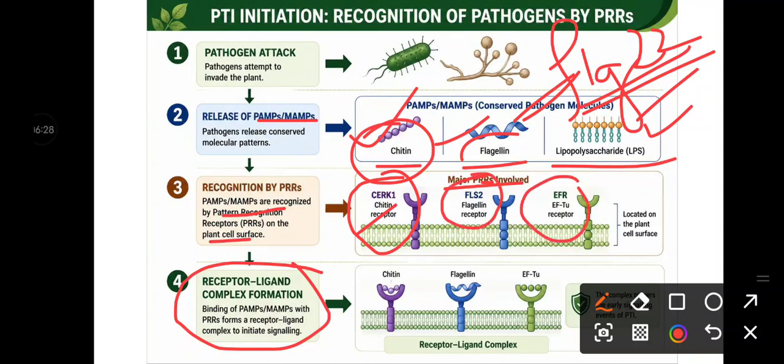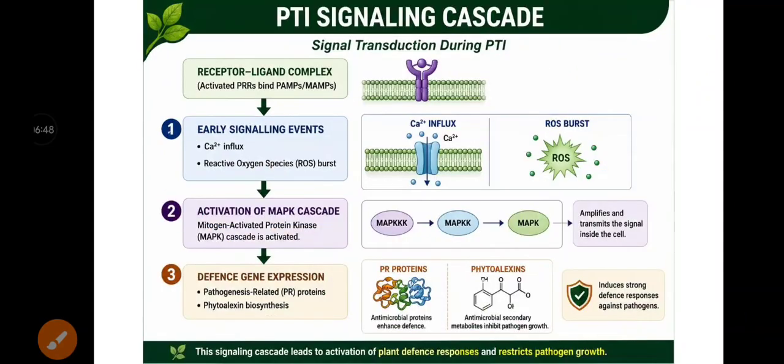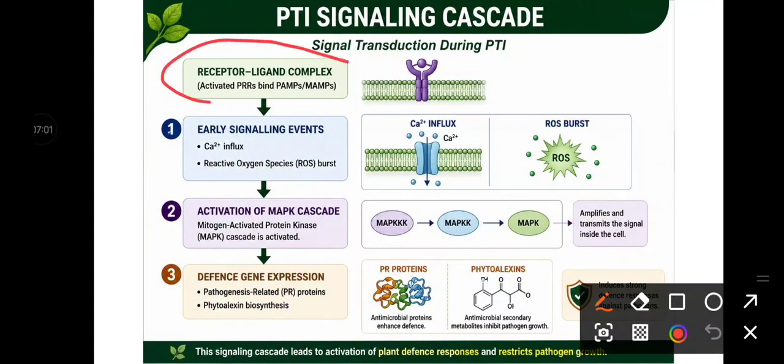Then for EF-Tu, the EFR receptors are there. When these receptors recognize the particular PAMP molecule, ultimately the ligand receptor complex will be activated, and finally the defense system, the PTI, is activated. After the ligand receptor complex formation, what are the signaling events that occur?